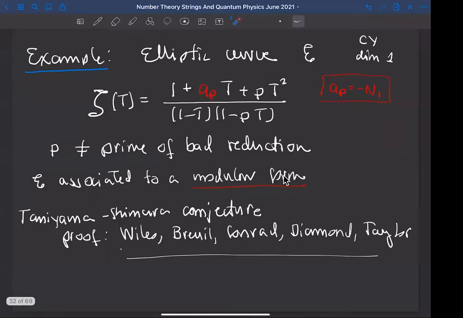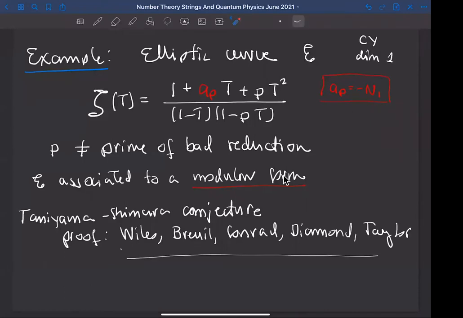In relation to the zeta function, I'm just trying to tell you how difficult all these questions are. Suppose that instead of a threefold, you take an elliptic curve, so it's a Calabi-Yau of dimension one. You use your Weil conjectures when the elliptic curve is smooth, and you write this down, and you find that there is only one unknown, which is a_p, and that a_p is minus the number of points over the finite field F_p. So if you count the number of points, then you have your zeta function.